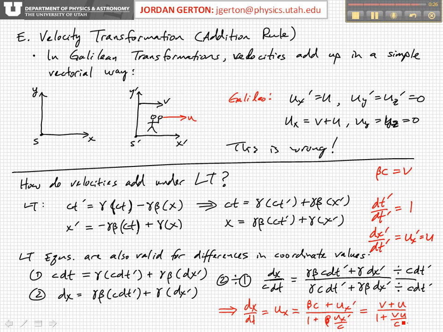So what we should notice is that when beta is very, very small, that is when v over c is very small, then this term can be neglected with respect to 1. And you basically get back the Galilean velocity addition rule, which is very satisfying, because this should converge to the Galilean rule.